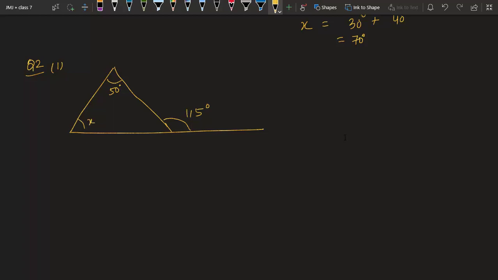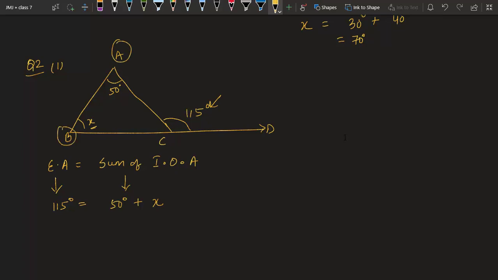This time, can you tell me this x is exterior or interior? Obviously it is coming inside the triangle. It is an interior angle. Now let me call it A, B, C and D. Same thing, exterior angle is equal to sum of interior opposite angles. So exterior is given to us as 115 degree and interiors are 50 degree plus x, because for this exterior angle, angle A and angle B are interior opposite.